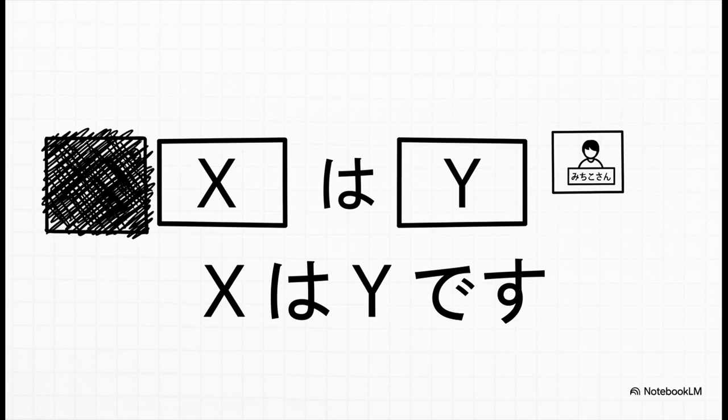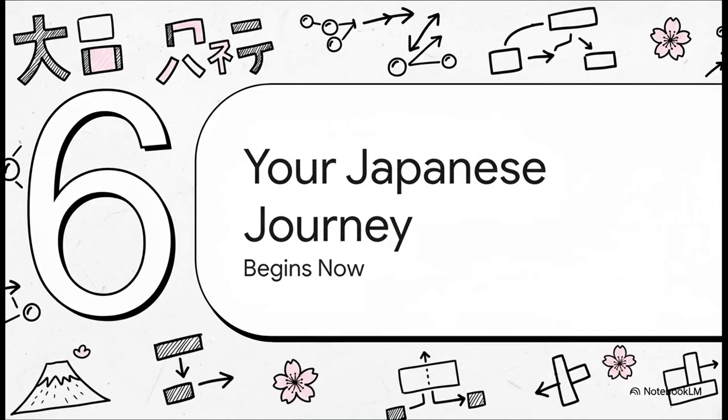See? It's not some new scary grammar rule. It's the exact same simple blueprint we started with. We just used a bigger building block for X. So what's the big takeaway here? The journey into learning Japanese grammar, it's not about memorizing a million different rules. It's about seeing the system underneath it all.